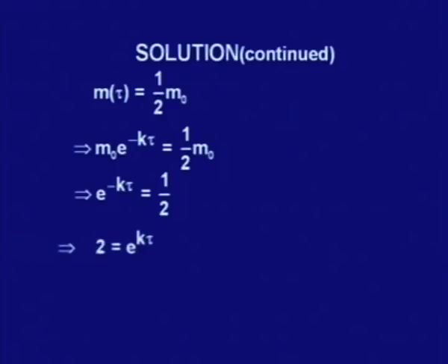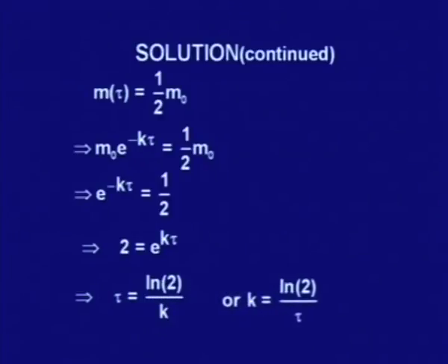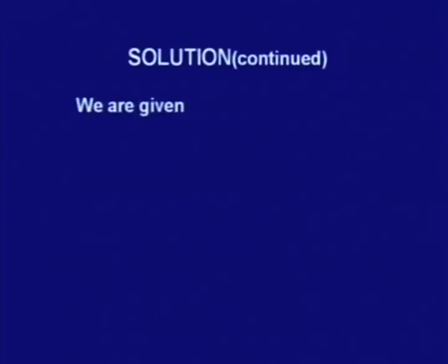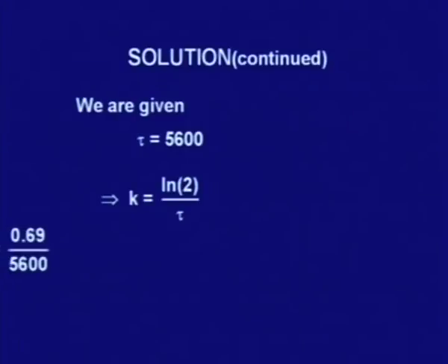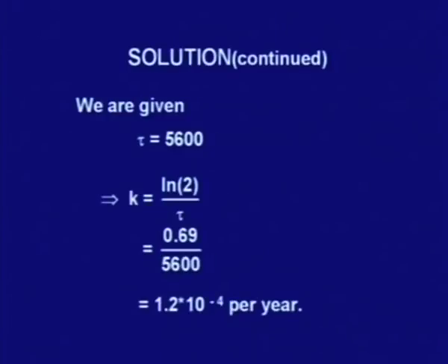Thus, what we are getting is that 2 is equal to e to the power k tau, and thus tau is log 2 upon k. So, we are just solving this equation without actually incorporating the value of tau yet. We are given that tau is equal to 5600. So, we incorporate this and we get k is equal to log 2 upon tau, which is 0.69 divided by 5600, which gives approximately 1.2 into 10 to the power minus 4 per year. We have taken the time in years, because it takes a long time. So, we have got that k is equal to this.